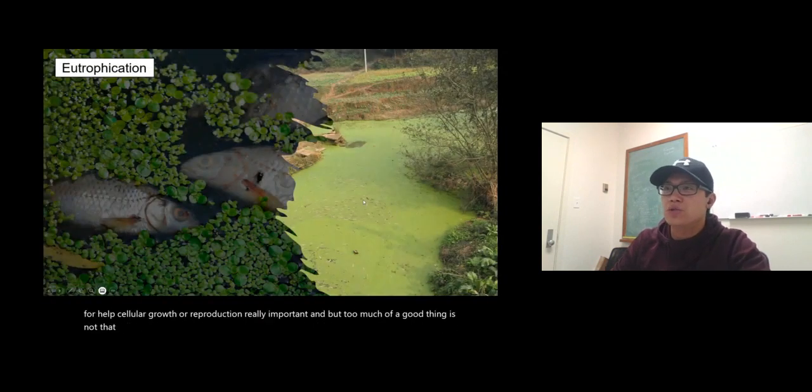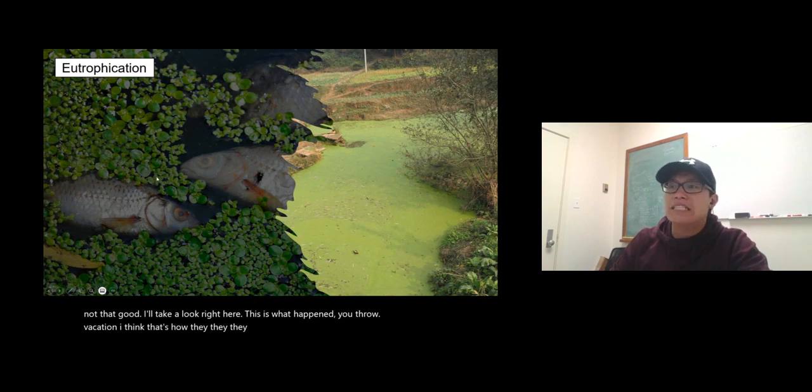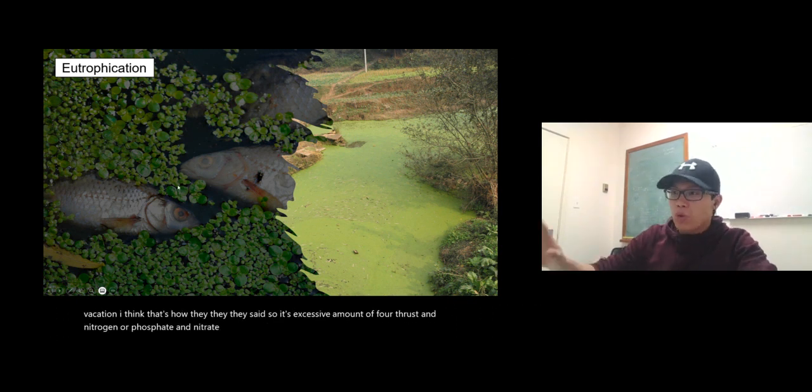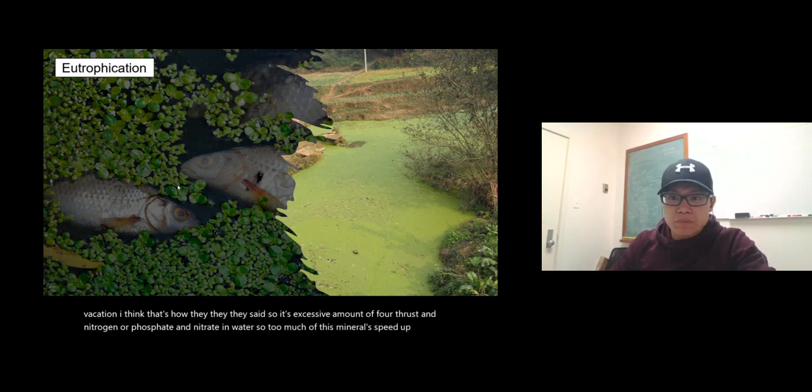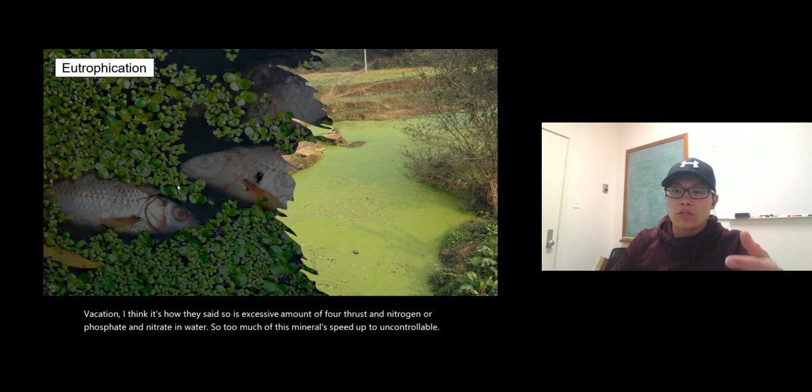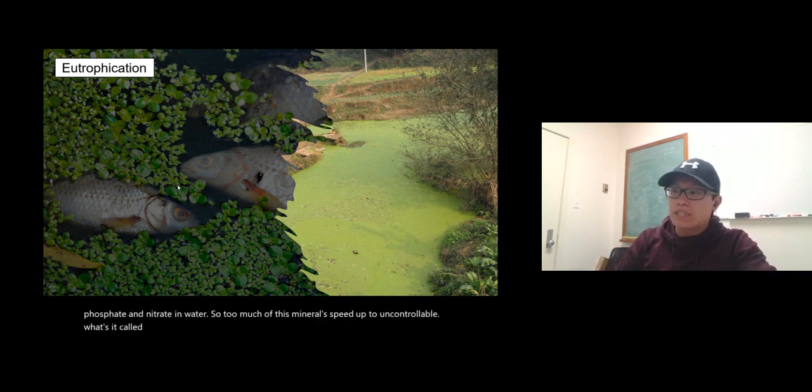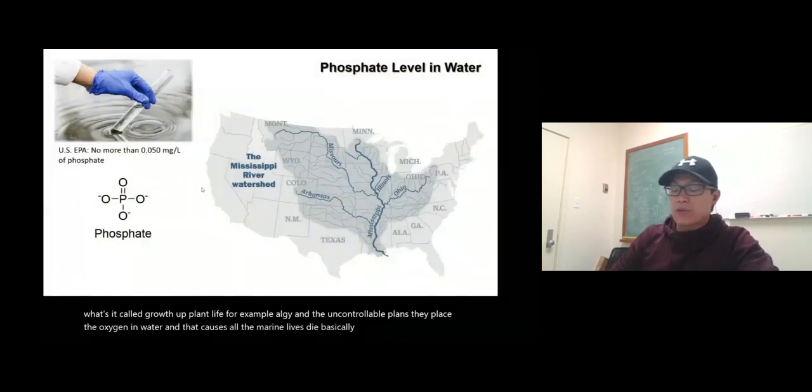Take a look right here. This is what happens: eutrophication, I think that's how they say it. It's an excessive amount of phosphorus and nitrogen, or phosphate and nitrate, in water. Too much of these minerals speeds up the uncontrollable growth of plant life, for example algae. The uncontrollable plants deplete the oxygen in the water, and that causes all the marine life to die, basically.